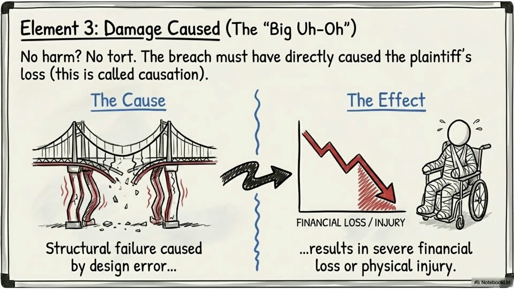Third, damage caused. A bridge was built and the structure failed because of an error in the design. Someone got hurt. There is a direct causation now between the injury of that individual and the error in the design. Accordingly, tort law can be applied.